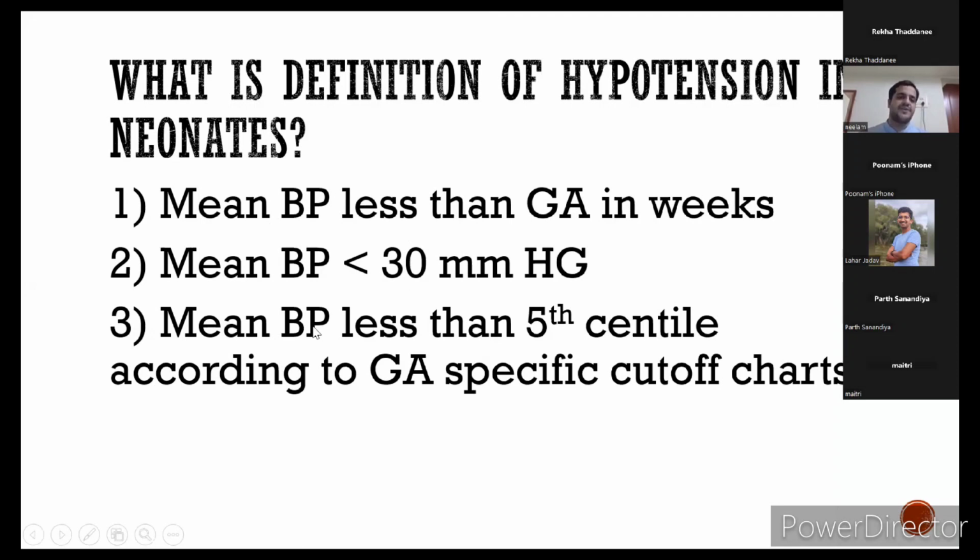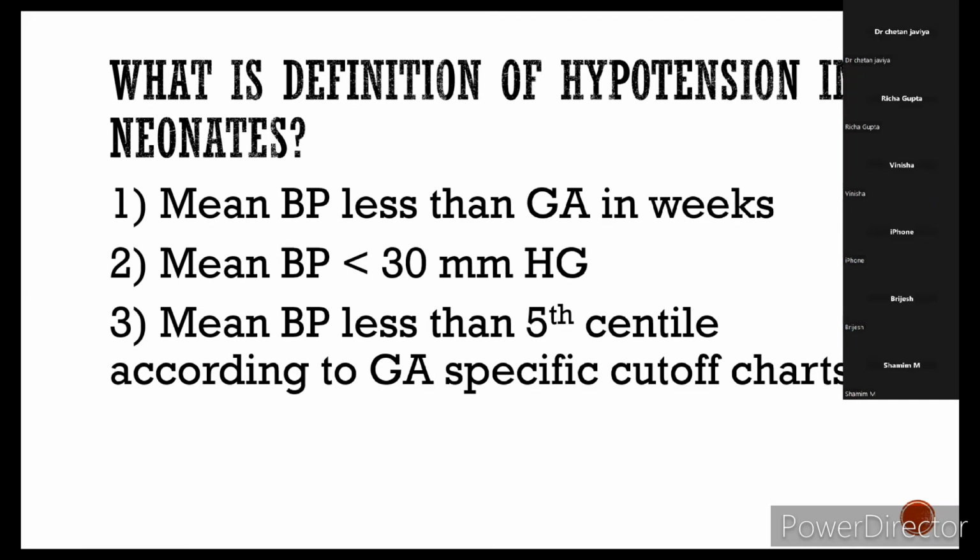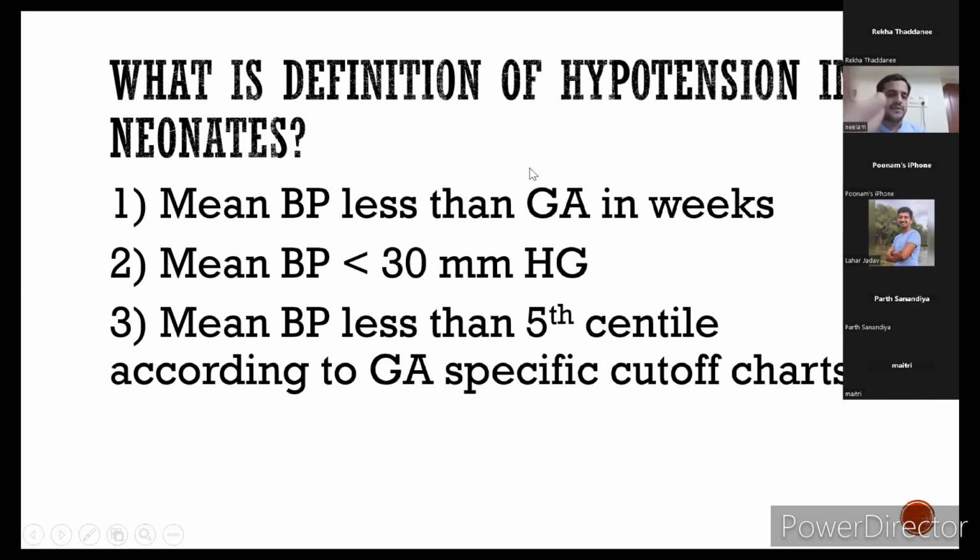The three most common definitions are: first, a mean BP which is less than the gestational age in weeks. Which means what? If I have a baby who is 30 weeks of gestation, and the mean BP is less than 30, then I will treat it as hypotension. Similarly, if my baby is 34 weeks, then the target mean pressure will be 34. If my mean BP is less than 34 for a 34-week baby, I'll treat it as hypotension.